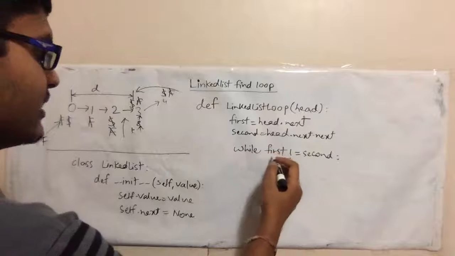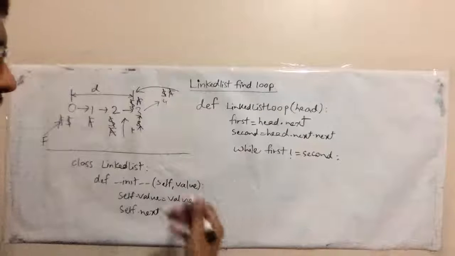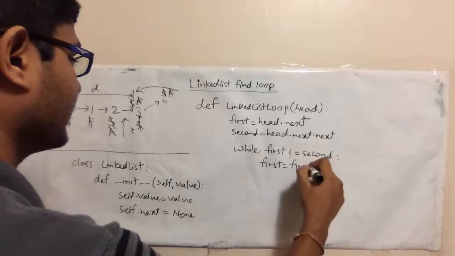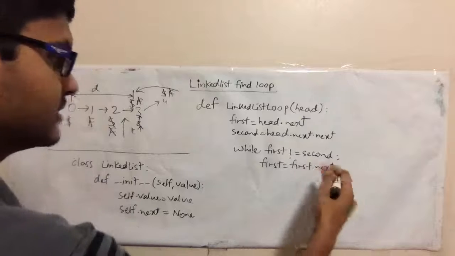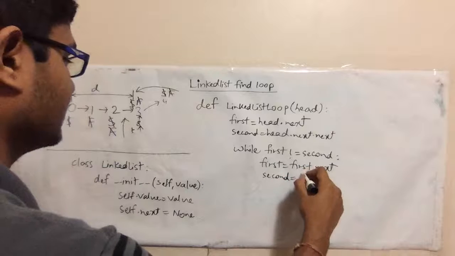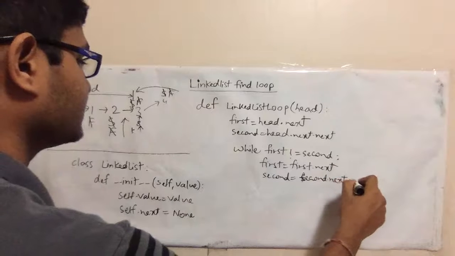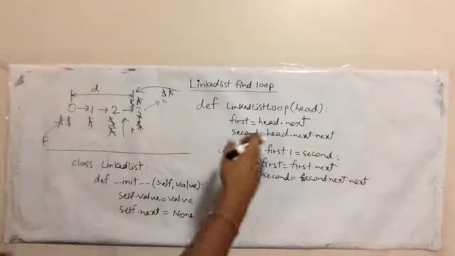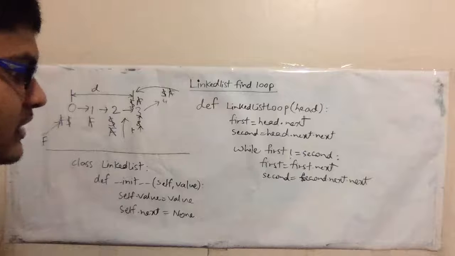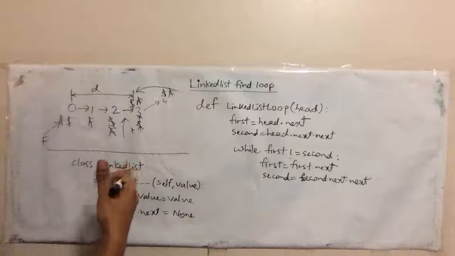Okay, so while first is not equal to second, we are just updating the first pointer to first.next. We are updating single steps, but for second we are updating two steps, right? So it will be next.next. So after breaking out of this loop, we know that the first pointer and second pointer became equal at some point, say for example in this case 7.